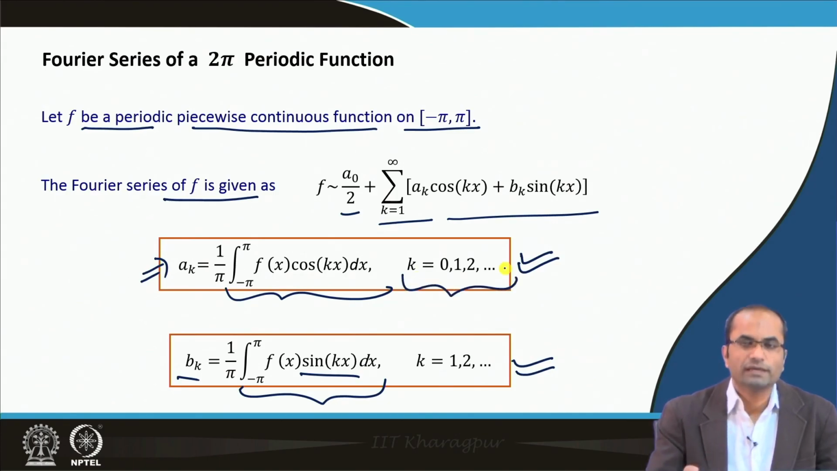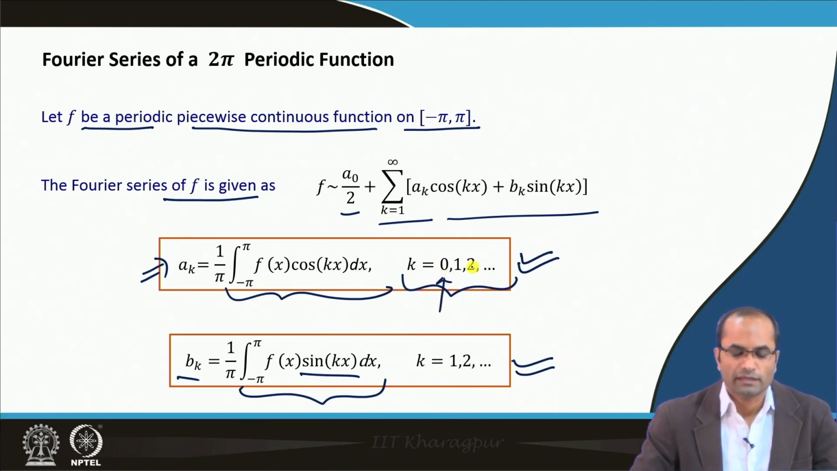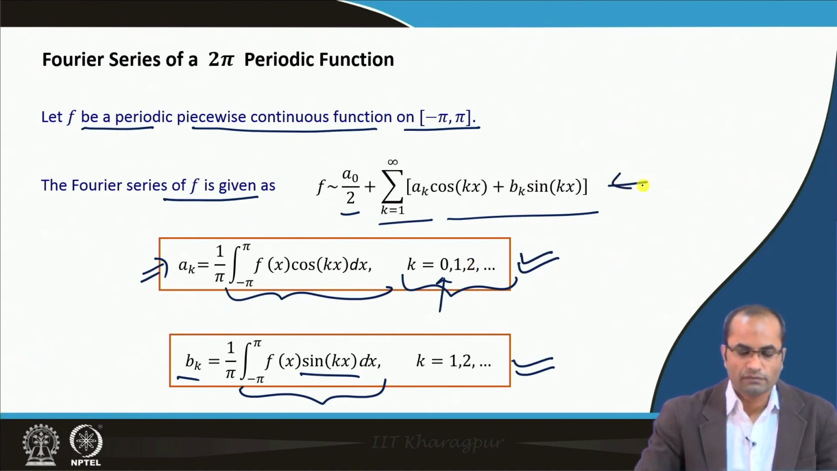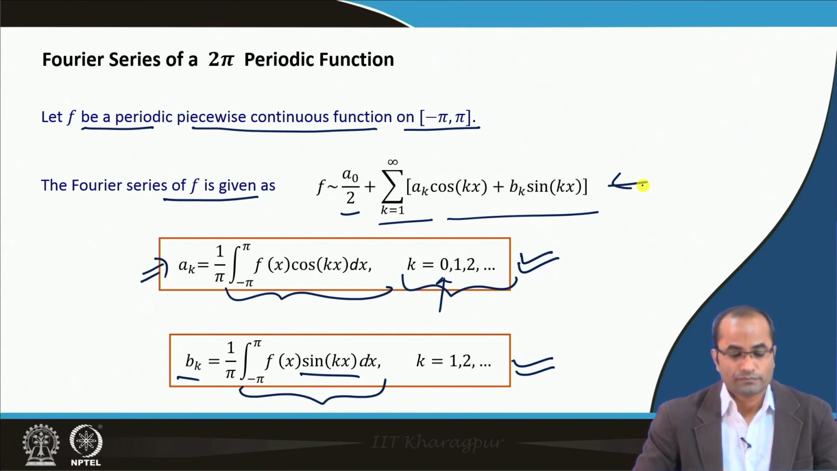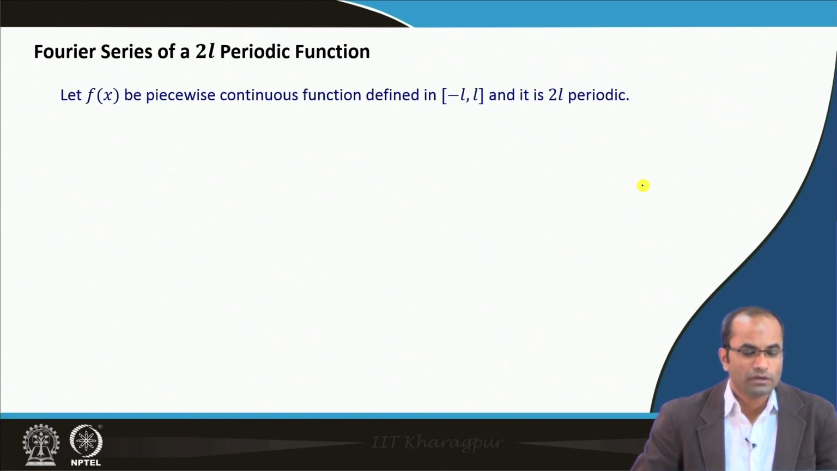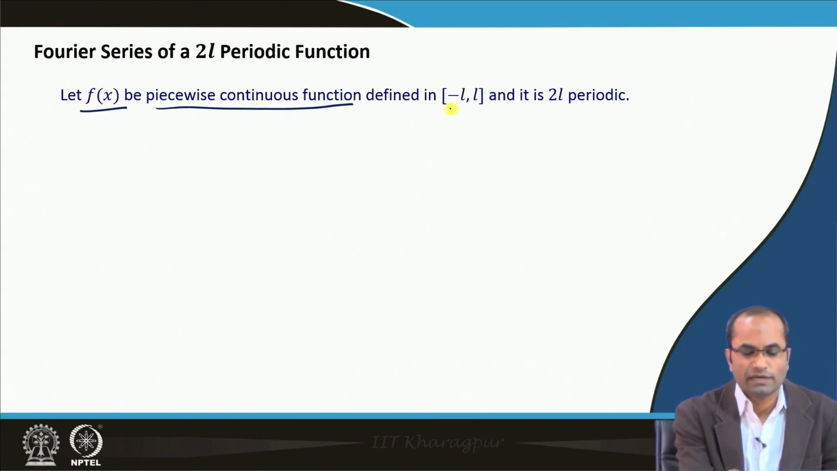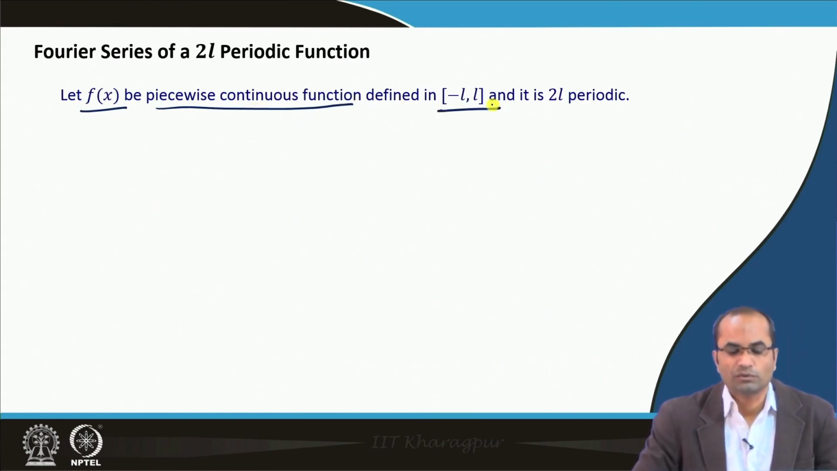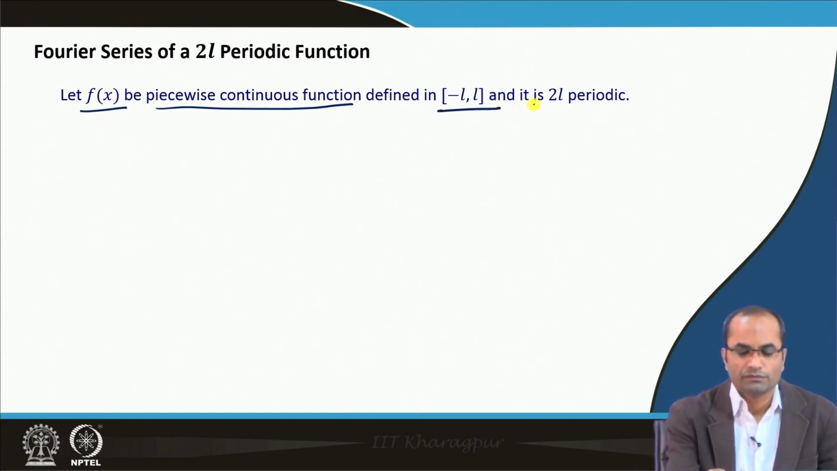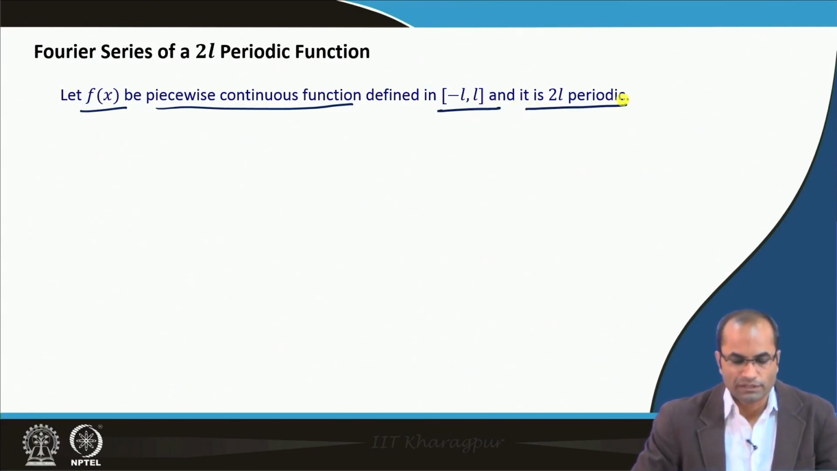Here this a k formula was valid for a 0 as well. Therefore, this k starts from 0 and then continues to 1 and 2. Its extension for a 2L periodic function will take a similar structure, and we have already discussed the trigonometric system which is 2L periodic in previous lectures. So, for the 2L periodic function, let us suppose f x is a piecewise continuous function defined in the interval minus L to L or from 0 to 2L, whichever way, and it is supposed to be 2L periodic.